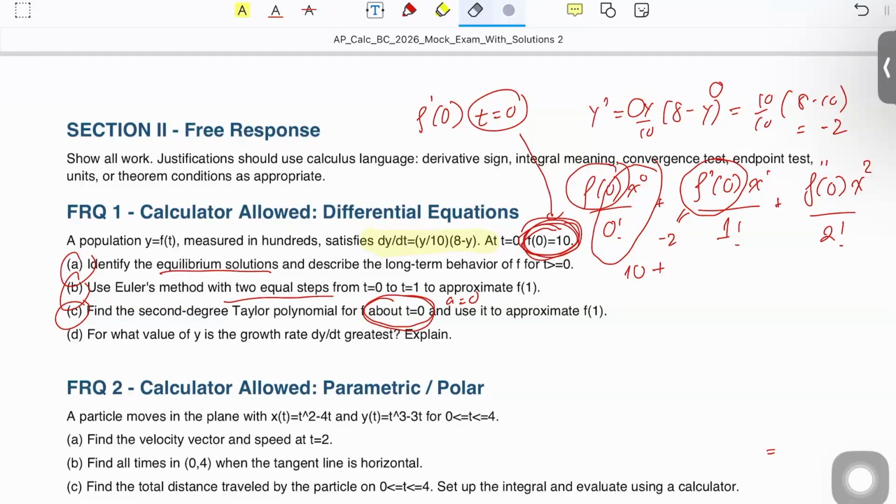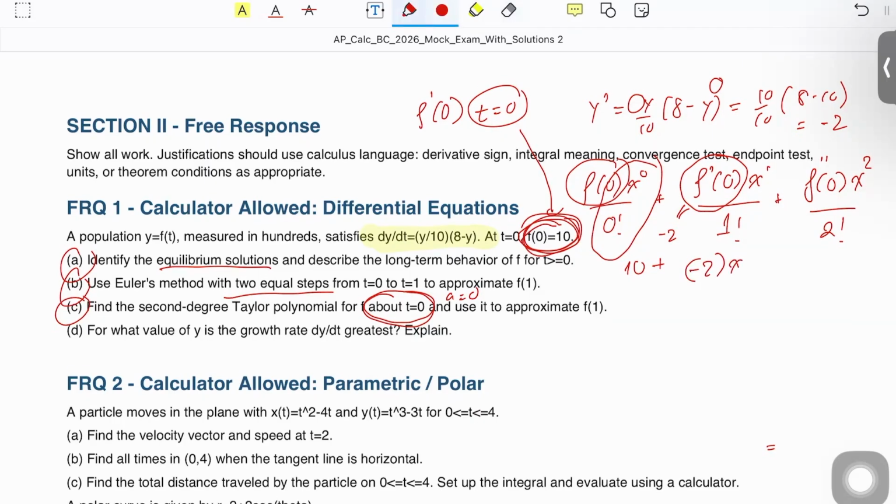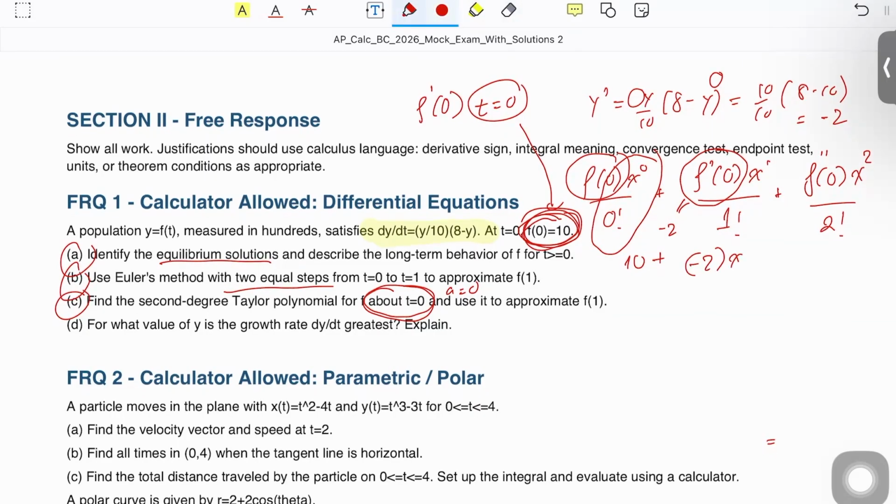Second degree. Okay, now second degree. f prime is negative 2, so I have negative 2 times x to the power 1 over 1. So that's just negative 2x, plus f double prime of 0. This is the one that's tricky. How do you find f double prime of 0?